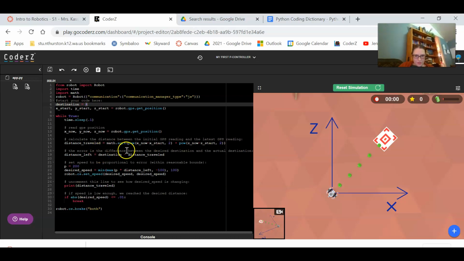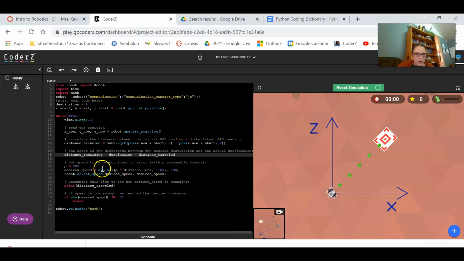So the error is the difference between the desired destination and the actual destination. So the distance that's left, and I'll admit, the first time I read this, I immediately thought left versus right, which isn't what it means. It means distance remaining. If I were coding this, I'd use a different variable right there. I'd label that differently because that's confusing for me. In fact, let's do that just to make sure that makes sense. So I want to do distance remaining, and I want to make sure I change that in all the other places.